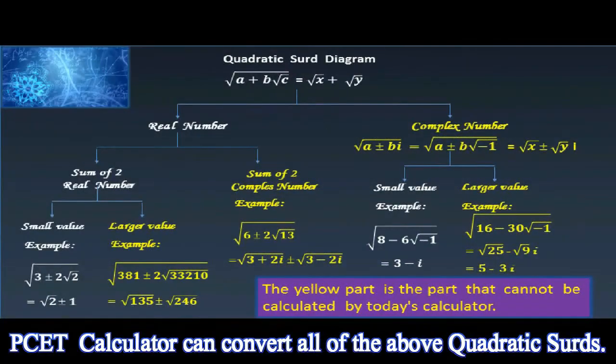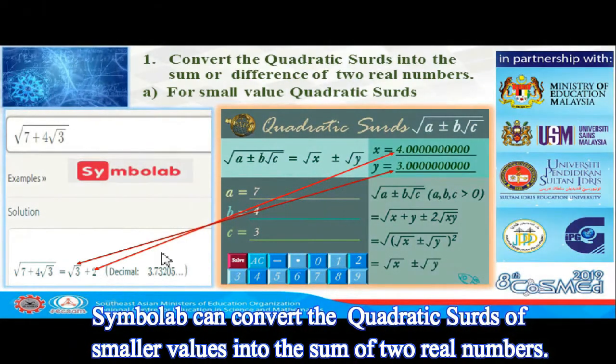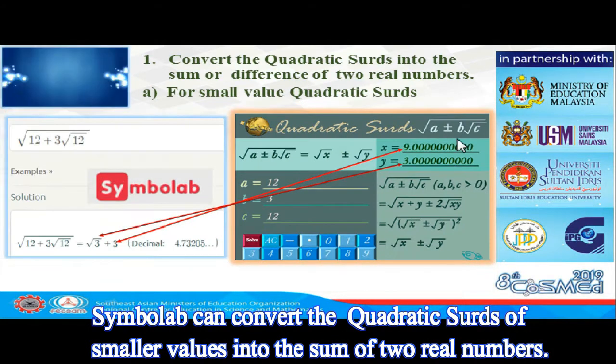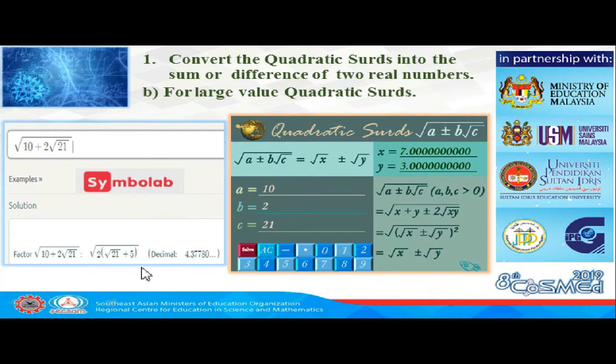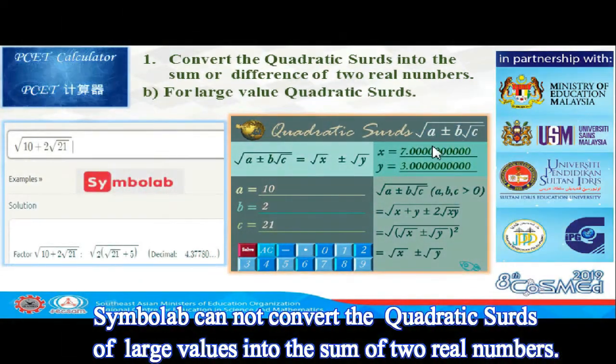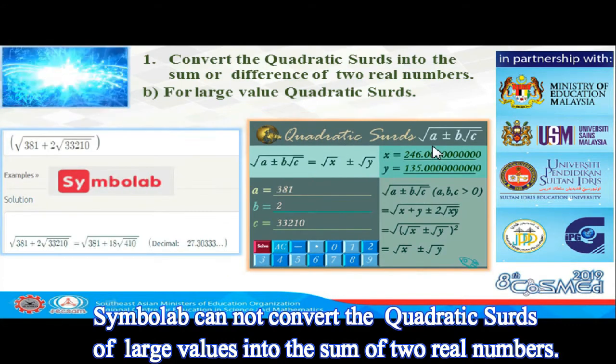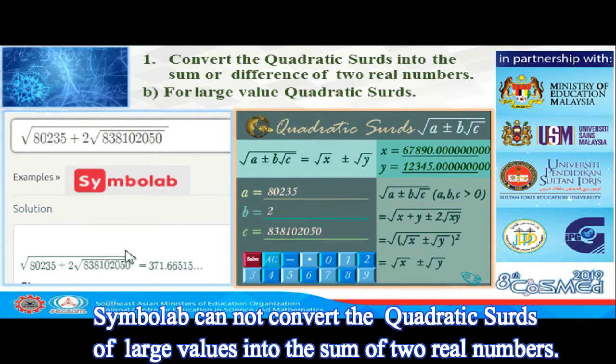PCET calculator can convert all quadratic surd. PCET calculator has a complete design. Symbolab can convert a small quadratic surd value into the sum of two real numbers. Of course, PCET calculators are also available. However, for larger values, Symbolab cannot convert the quadratic surd to the sum of two real numbers. We can see that the PCET calculator can convert larger quadratic surd values. Let's look at another example, for larger values.